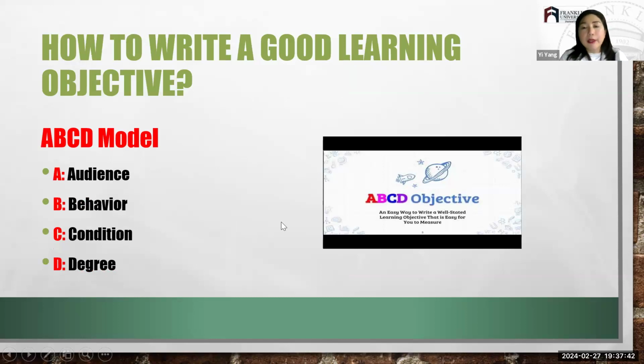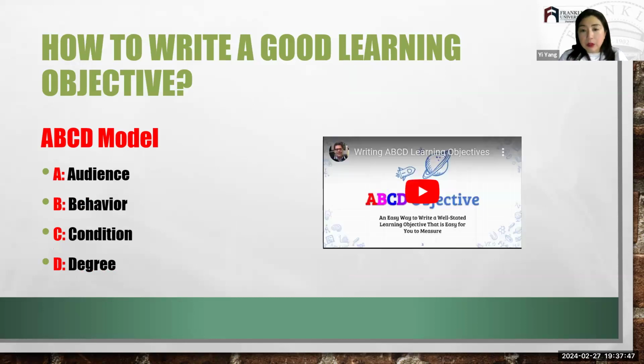Now, how to write a good learning objective. So there's the ABCD model. A stands for audience, B stands for behavior, C stands for condition, and D stands for degree. And the degree is the measurement for the outcome. So here is a video of the ABCD model. This is also the same video that I posted in the announcement.